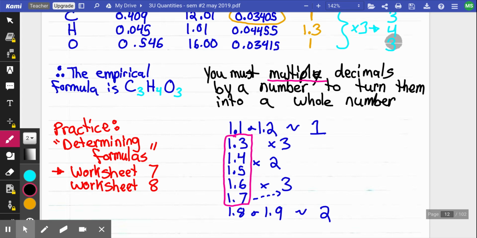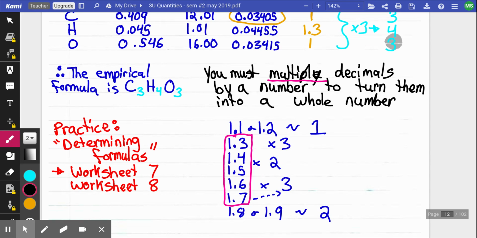1.6 can get multiplied by 3. 1.7 is rare, you probably won't get that, but you can multiply it by 3. And then 1.8 and 1.9, you can round those to a 2. So basically, you have to multiply the decimals that are in the pink box, from 1.3 to 1.7, to turn them into a whole number. But 1.1, 1.2, 0.8, and 0.9 can just be rounded.